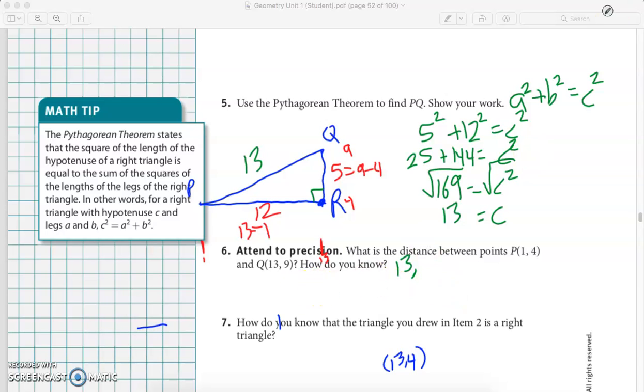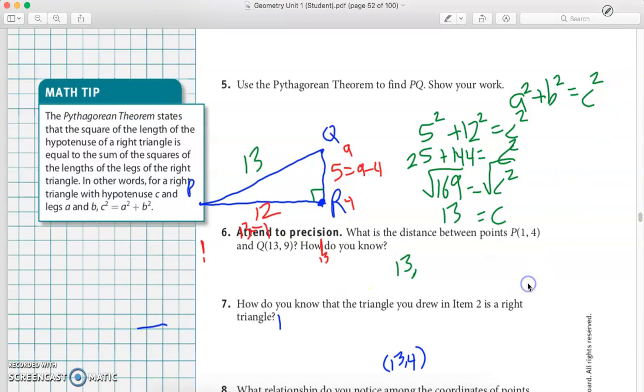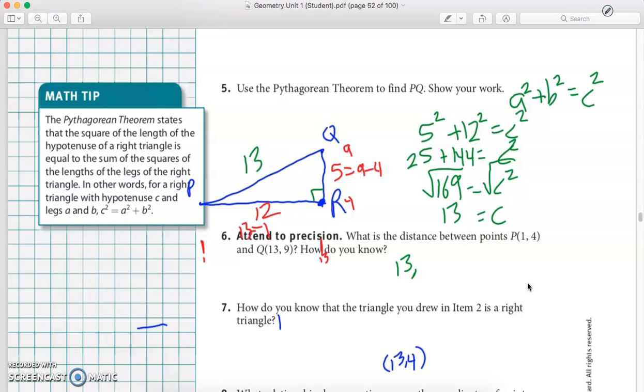Okay, 7. How do we know that the triangle is a right triangle? Well, we know it's a right triangle because we drew a horizontal line and a vertical line. And by definition, horizontal and vertical lines have to make a 90-degree angle. And if they make a 90-degree angle, then that must be a right triangle because it has a right angle.